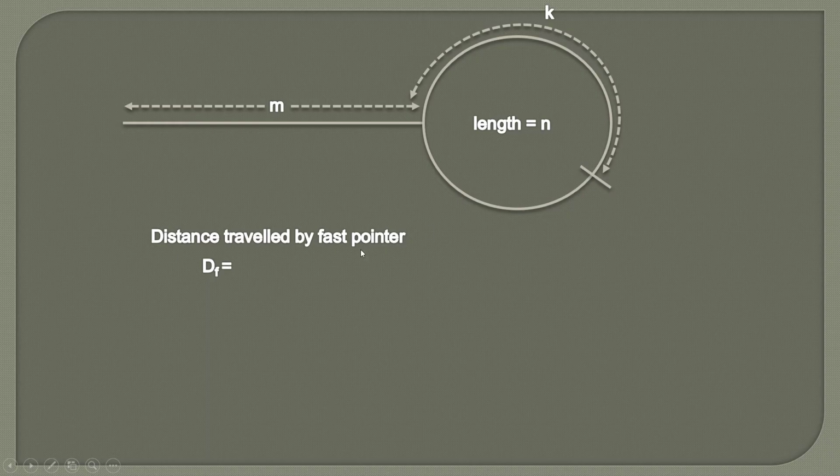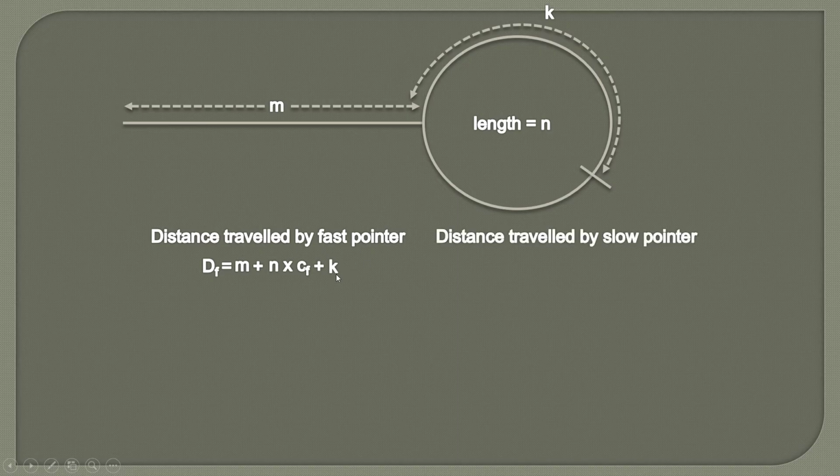So we can write the distance traveled by the fast pointer as m plus n times cf plus k, where n is the length of this loop, and cf is an integer which can be 1, 2, 3, 4, 5. We are not sure how many cycles the fast pointer will perform, so we denote it by a constant cf, which is an integer. It can make one cycle, two cycles, three cycles. So to calculate the distance, we multiply n by cf plus k. If the cycle starts from here, it will reach back here and then it goes k distance. So this is the k distance.